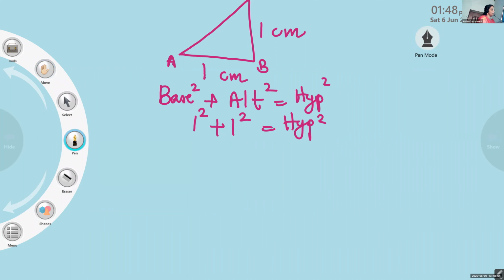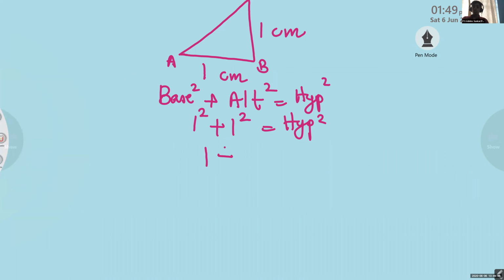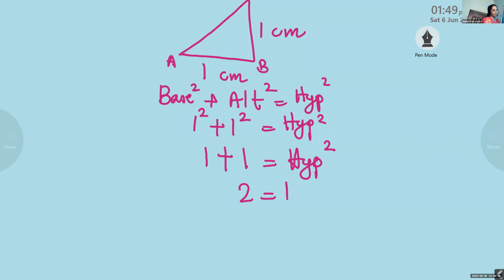Now, what is 1 square? Can anybody tell what is 1 square? 1 square is 1. Good. Then again 1 square has come, equal to hypotenuse square. Okay. 1 plus 1 is 2. 2 is hypotenuse square. Then what is hypotenuse?